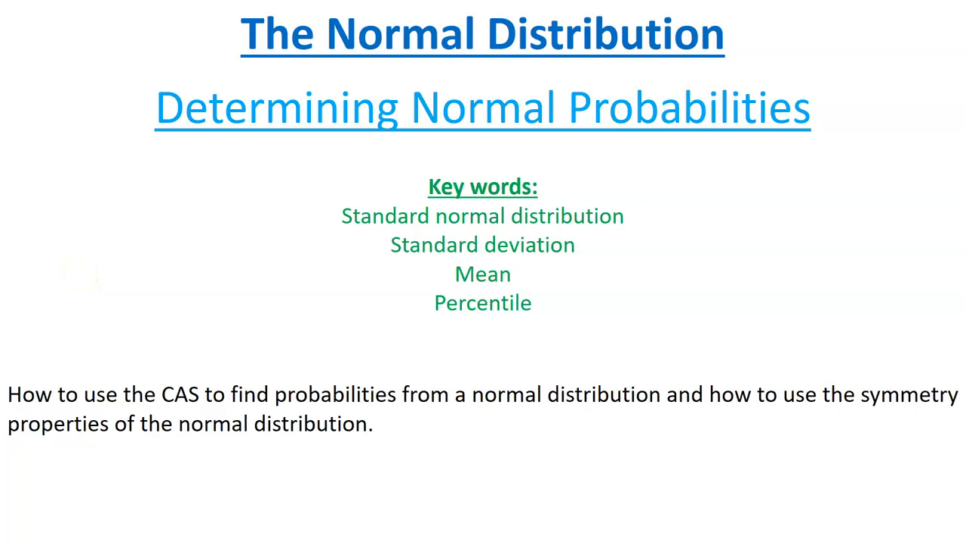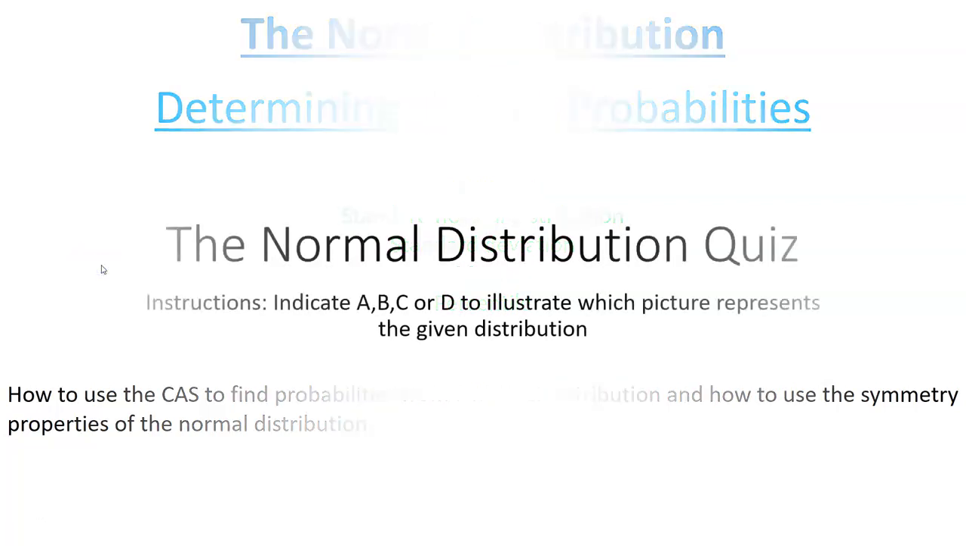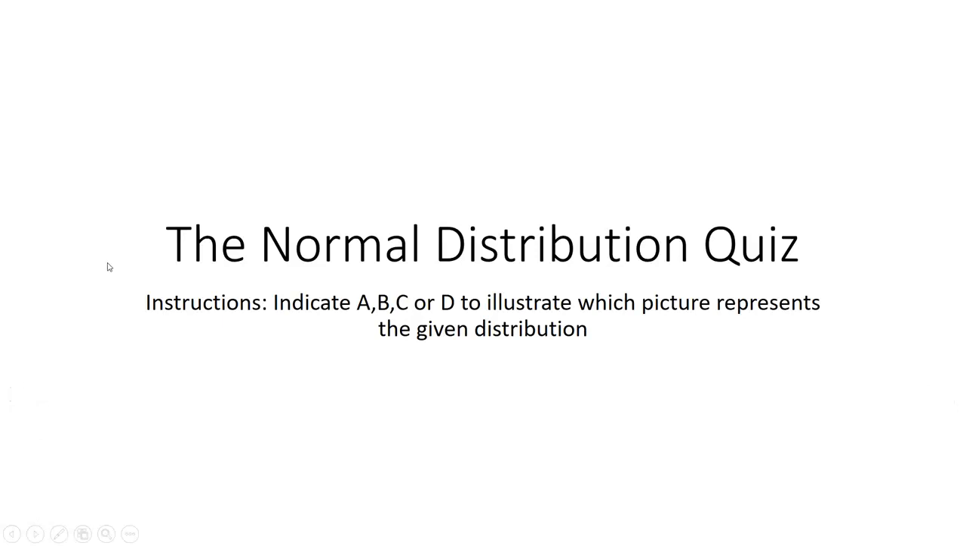Determining normal probabilities. So here we're going to have a look at using the curves to find probabilities from a normal distribution and how to use the symmetry properties of the normal distribution. Now, before we get going on the theory, when you're thinking about probabilities with a normal distribution, it's really important to draw a sketch every single time of what we're actually looking at.